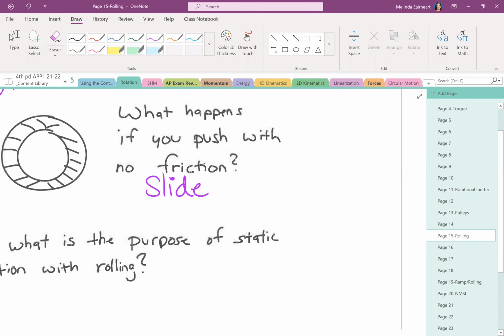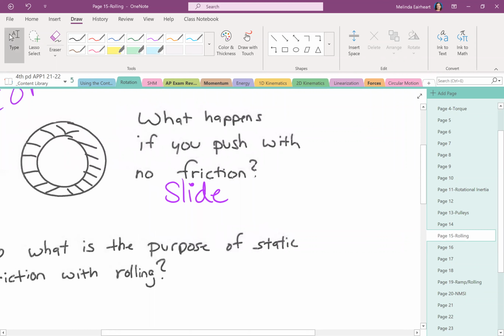Yes. It wouldn't rotate. Why not? Okay. Right. And so getting a little preview, static friction, but if we have no friction, then there's nothing to compensate for our push, right? But another thing to think about, does it matter where we push?